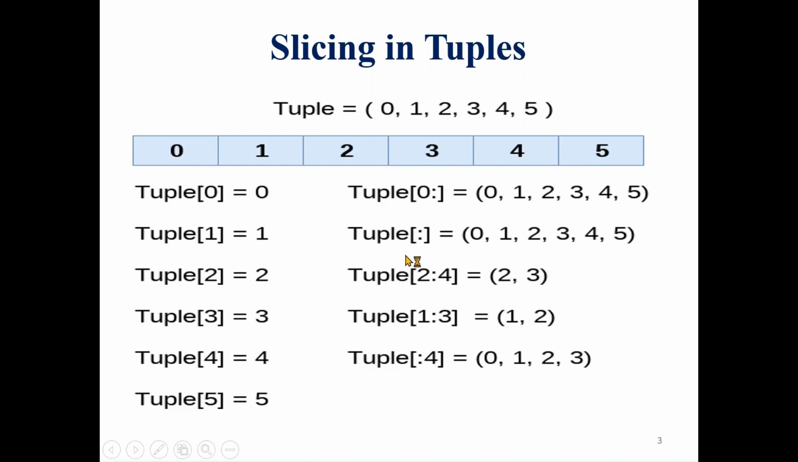Now if you go for the second one, I'm not giving a starting index, I'm not giving any index in the square brackets, I only put a colon. When you write like this, it will start from the 0 index and end with n minus 1. So here also you get the same output.